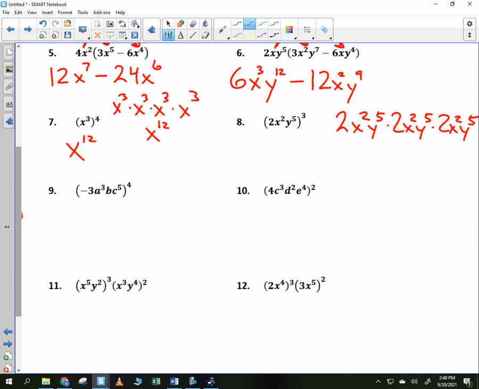2 times 2 times 2. 2 times 2 is 4, times 2 is 8. So 2 to the 3rd power is 8. Then what do I do to my exponents? Yep, here you multiply them, here you add them. So we'll multiply them here, we get 6, and then y to the 15th.